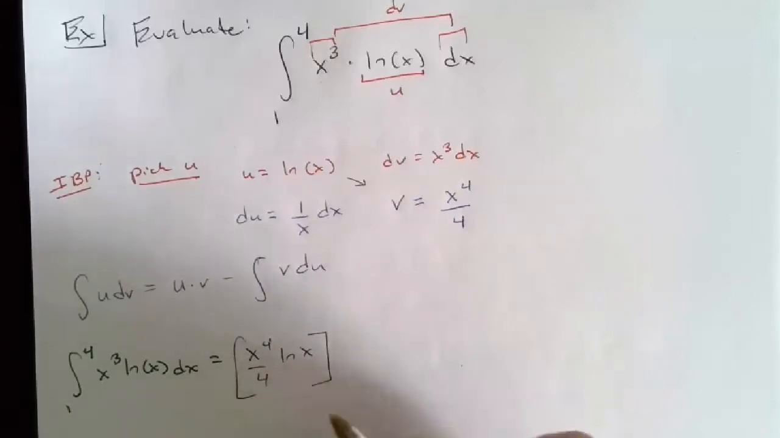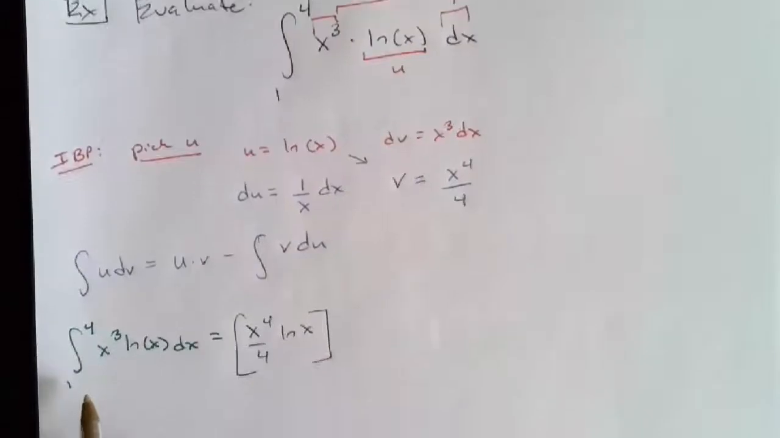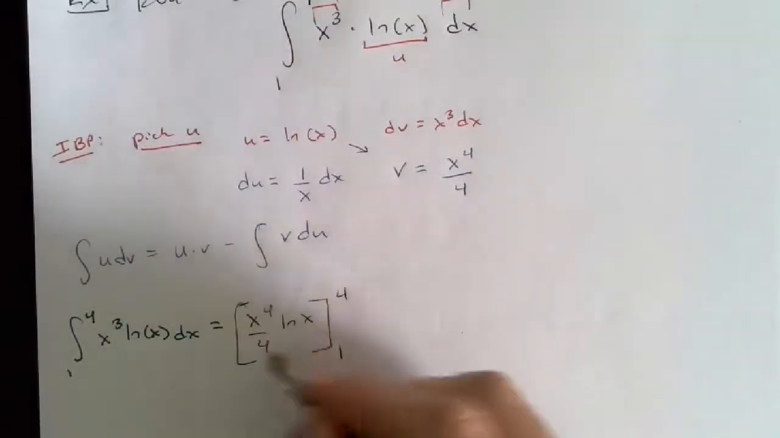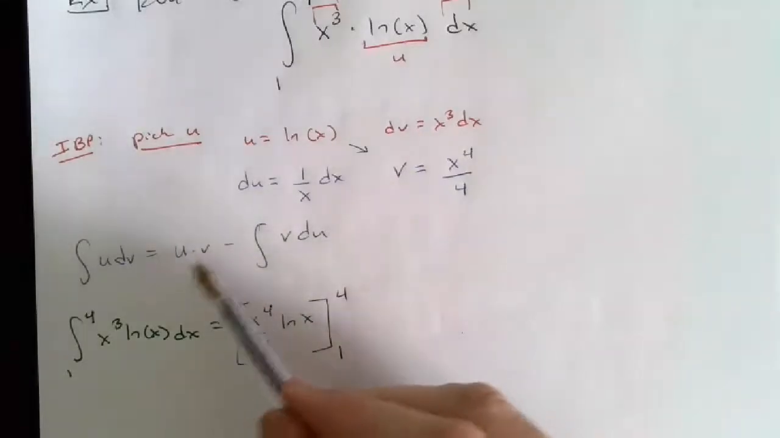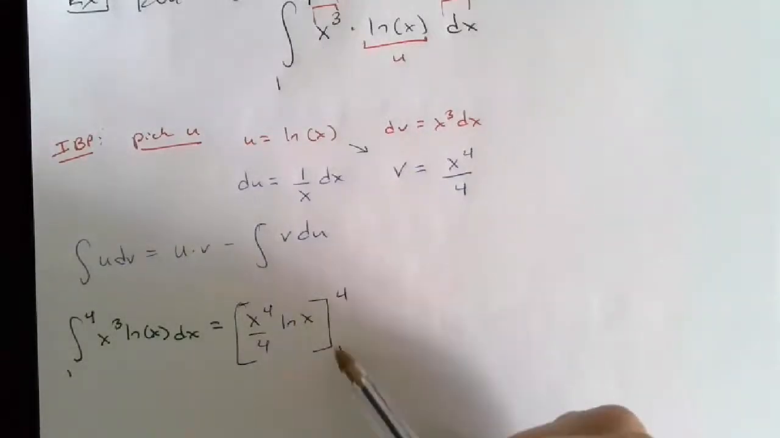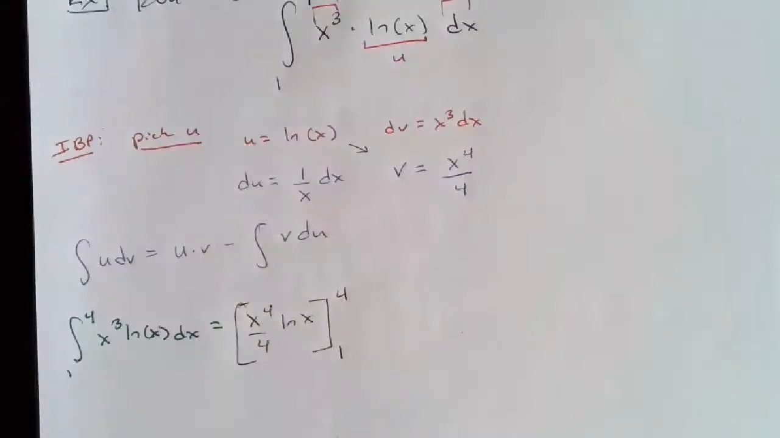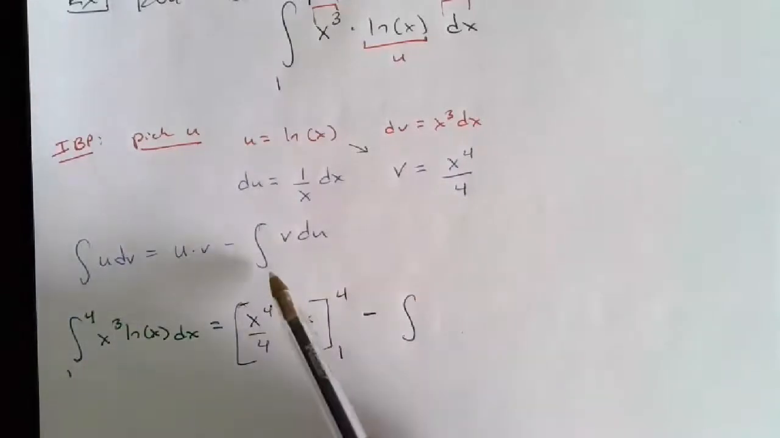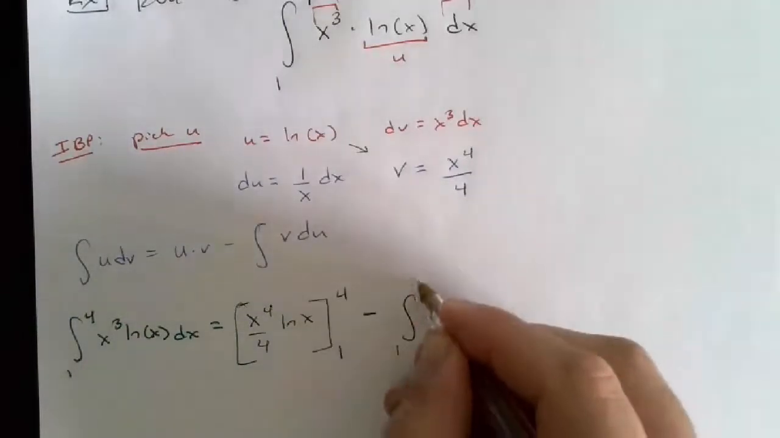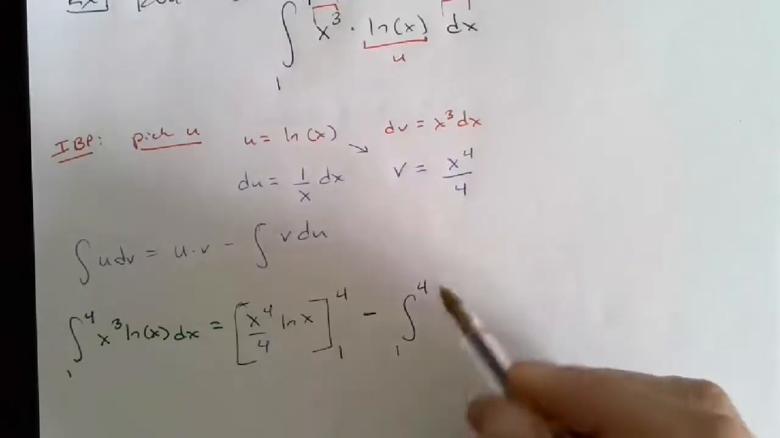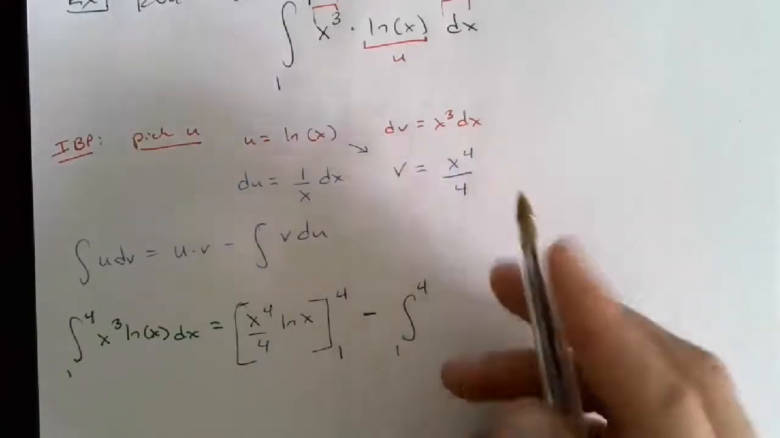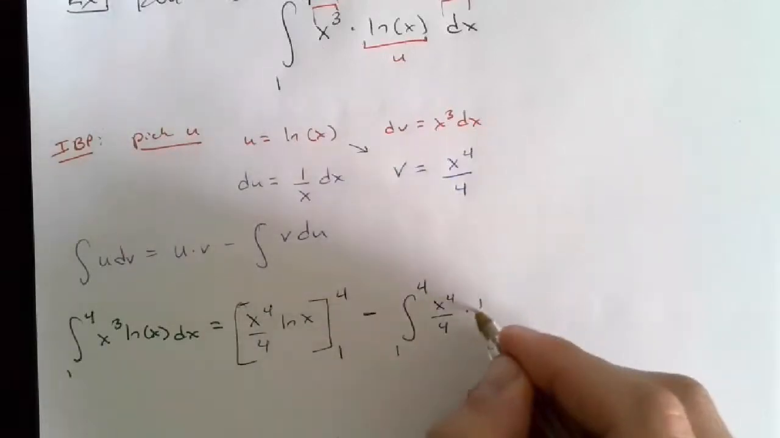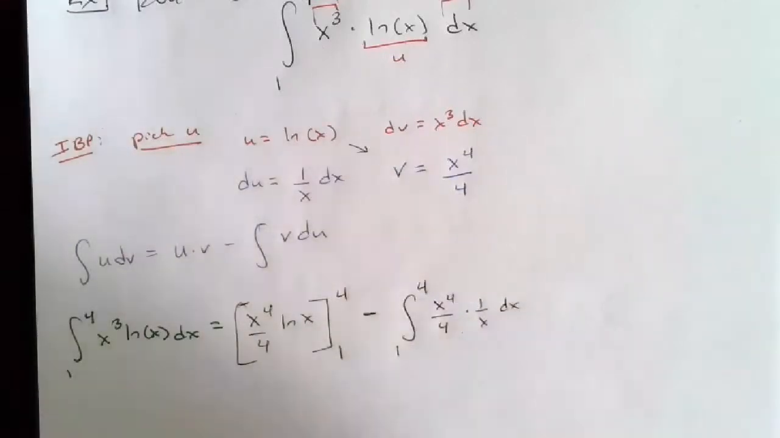The last thing I'm doing that's different here, because I have limits of integration from 1 to 4, I'm going to put limits of integration on this from 1 to 4, because it's like we integrated that first part, right? There's no integral symbol on there. You need to evaluate it from 1 to 4 as you would for your normal limits of integration. Minus the integral, again, because we have a definite integral, I'm going to put the limits of integration on here from 1 to 4, and then it's v du. Well, v du is x to the fourth over 4, that's v, times du is 1 over x dx. Make sure you have that dx in there, you need it.